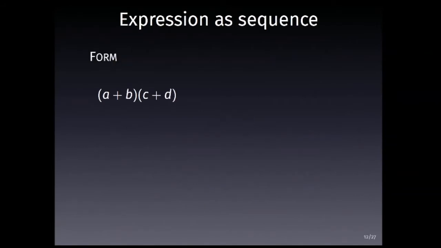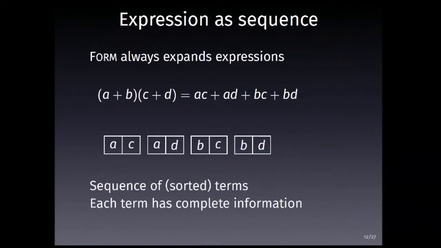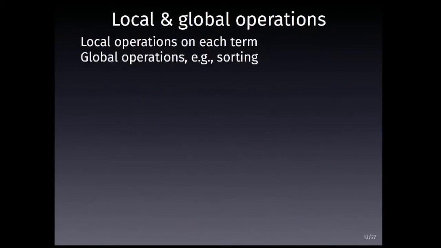In the case of FORM, FORM always expands the expression like this. And FORM just stores these terms as a sequence of sorted terms. Each term is relatively short, and it has complete information. FORM allows two types of operations. One is local operations, which are applied to each term. The other is global operations, like sorting of terms.